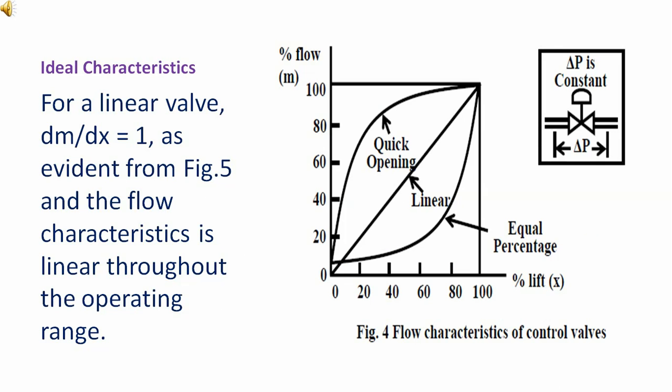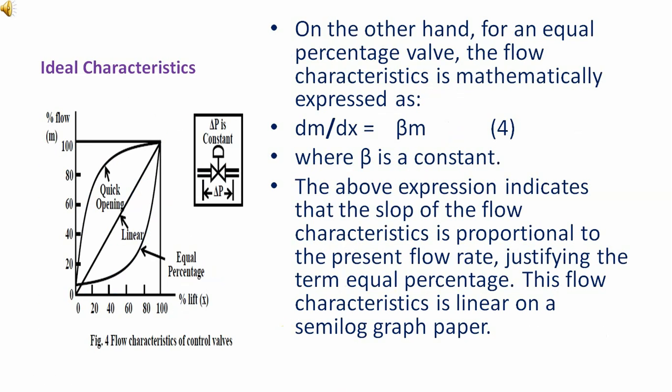For a linear valve, dM by dX is equal to 1 as evident from figure 5, and the flow characteristic is linear throughout the operating range. On the other hand, for an equal percentage valve, the flow characteristic is mathematically expressed as dM by dX equal to beta times M, equation 4, where beta is constant.